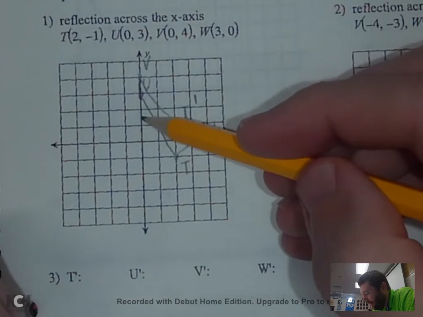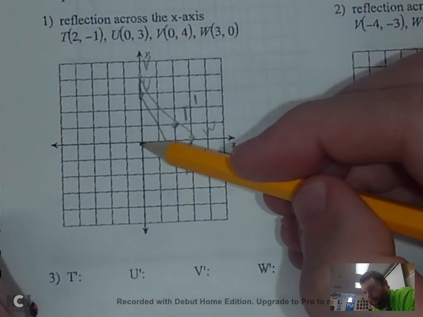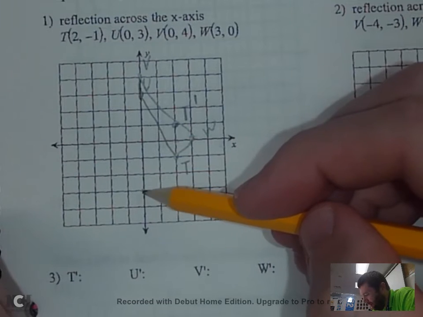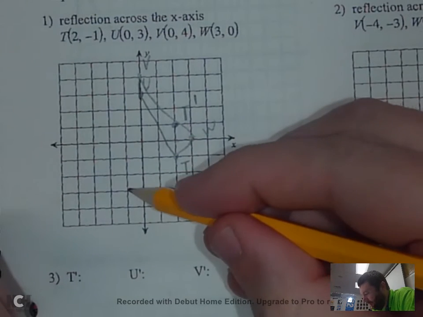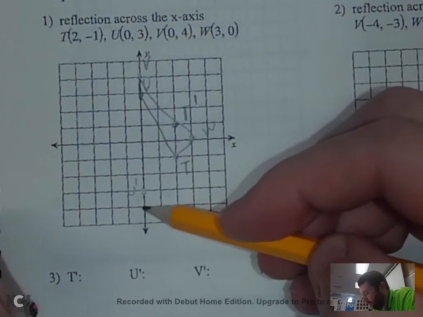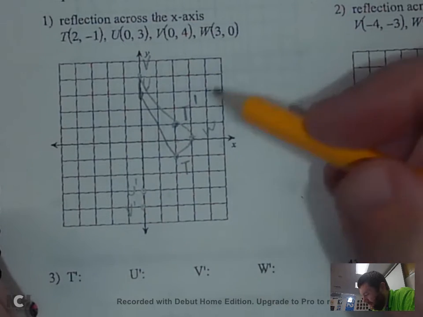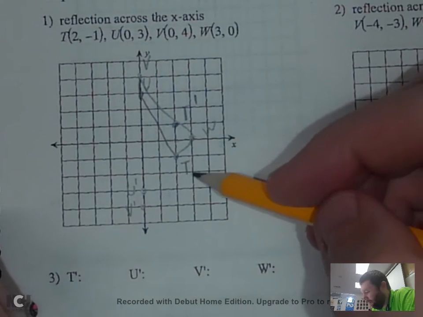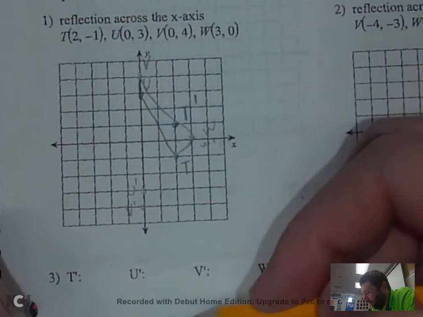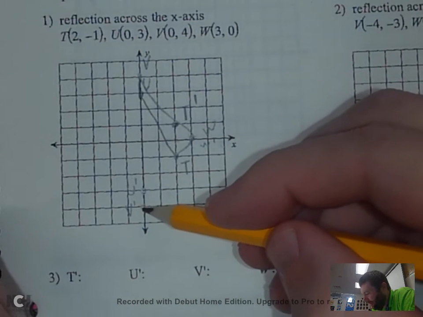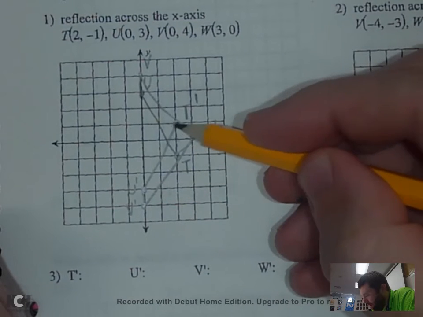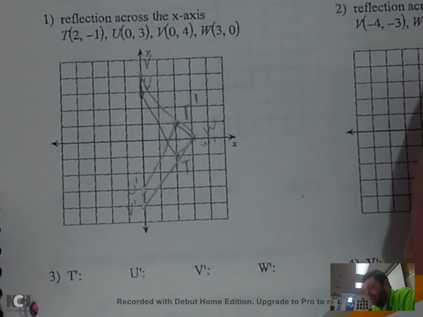So u was right here, right? It is 1, 2, 3 spots away from the line of reflection. So its reflected point would be 1, 2, 3 spots past it. So there's u prime. And then v is 4 spots away, so its reflected point would be 4 spots past it. There's v prime. And then w is on the line of reflection, so it's 0 spots away, so it just stays right there. So that's w and w prime. It doesn't actually move because it's on the line of reflection. So my new shape that's been reflected is right there.